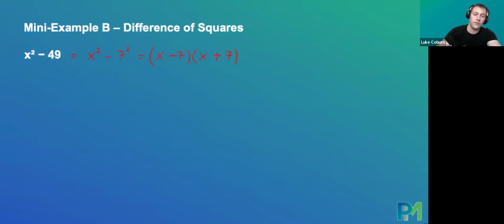And what we can always do if we're unsure if we're doing the right thing when it comes to maths is just multiply everything back out again. So I would multiply that by that, this by this, and this by this. So x squared minus 7x plus 7x minus 49. And then they cancel, and I end up with x squared minus 49.